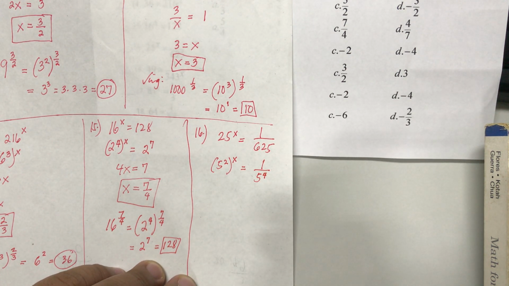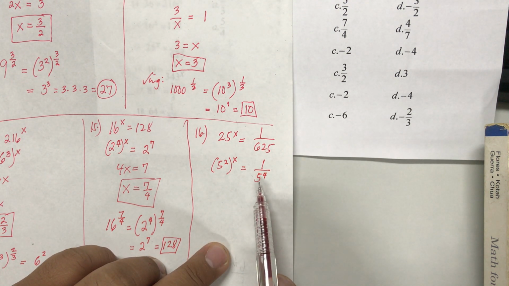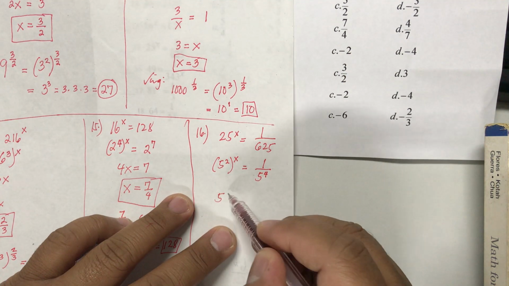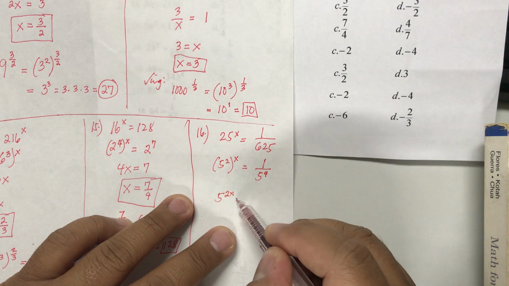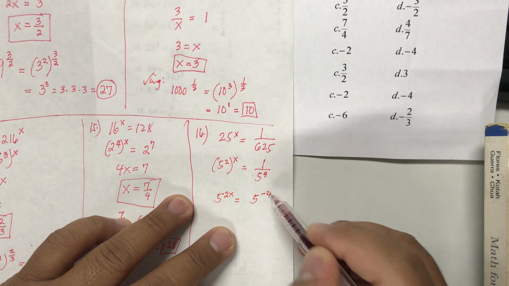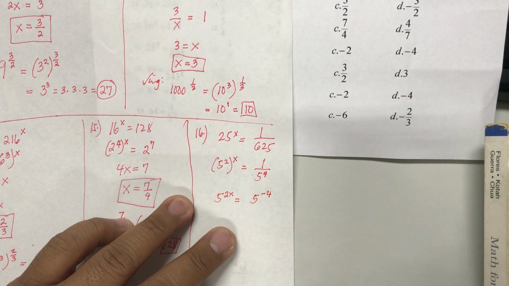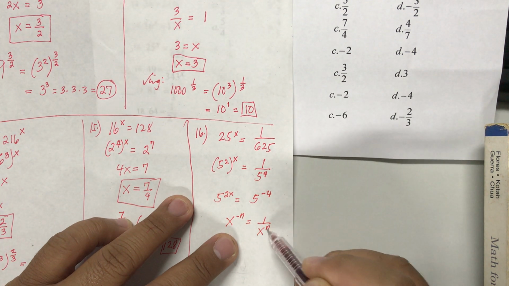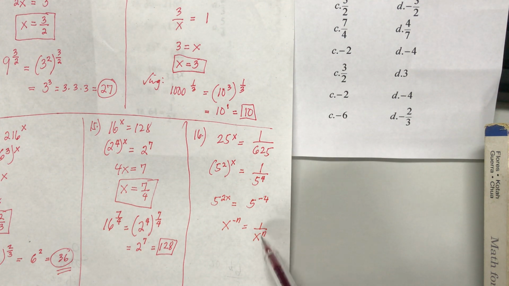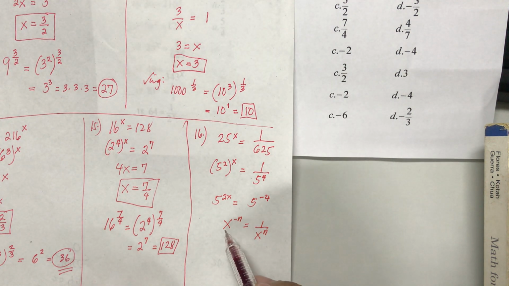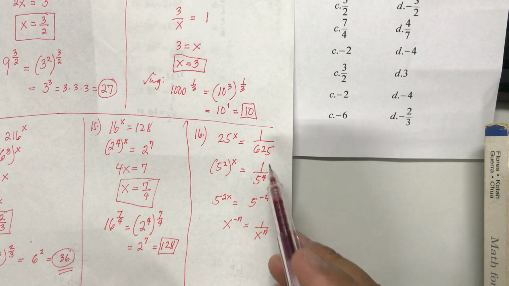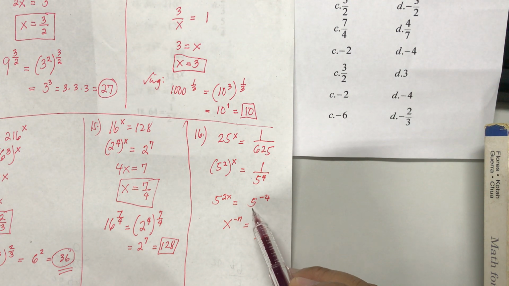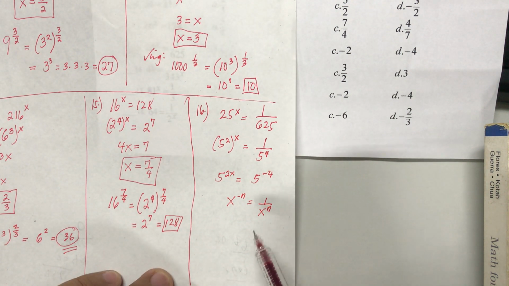Okay. 625 is 5 to the power of 4. When you multiply 5 by itself 4 times, you get 625. But take note that 5 to the power of 4 is in the denominator. So that's 5 to the power of 2x, the product of 2 and x, is equal to 5 to the power of negative 4. It follows from the rule that x to the power of negative n is 1 over x to the power of n. So if 1 over x to the power of n is given, you can go back to x to the power of negative n, which is the same with 1 over 5 to the power of 4, now equal to 5 to the power of negative 4.